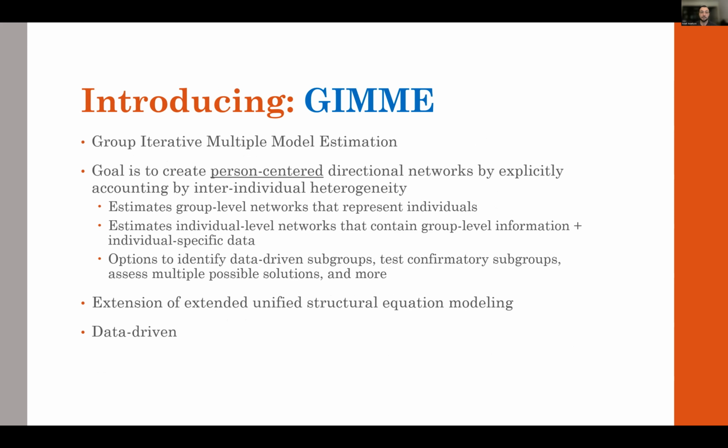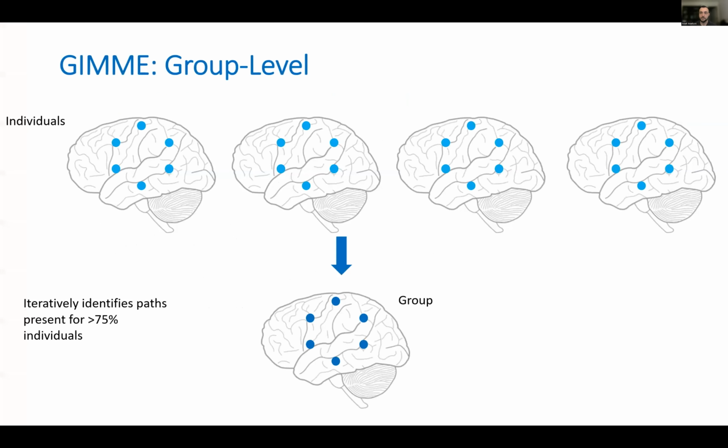shortly. And then on top of the group level network, it also estimates individual specific paths that contain both group level information and individual specific data. It's grown a lot, so now there's a lot of different options. You can think about multiple solutions, data-driven subgroups, confirmatory subgroups, and a lot more. GIMME is built on an SEM program called Extended Unified Structural Equation Modeling, and it's entirely data-driven.